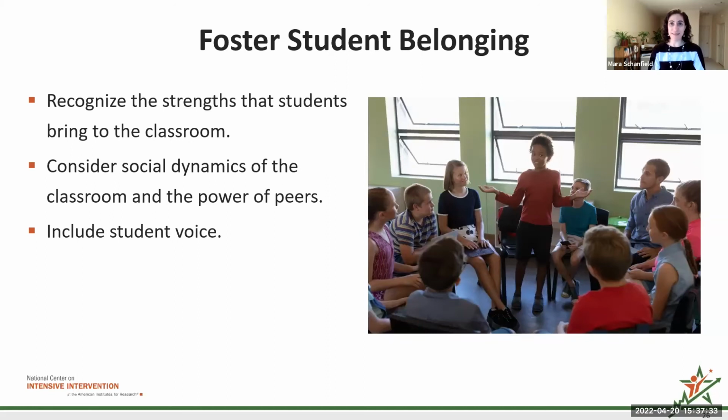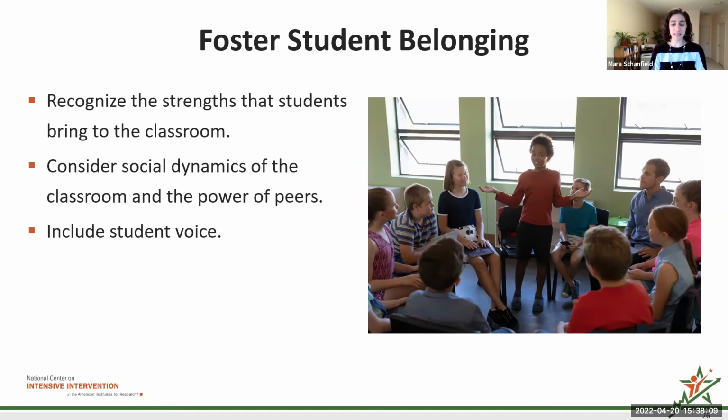Recognizing students' strengths, considering ways to improve peer interactions and social dynamics, and including student voice are all ways that we can foster belonging. These are many things that you all do all of the time, and I encourage you to figure out what is the next level. Is there a way to recognize students for their strengths and their assets? Are there dynamics in the classroom? Is there any bullying happening? Can you take an active role in supporting and facilitating positive social interactions?